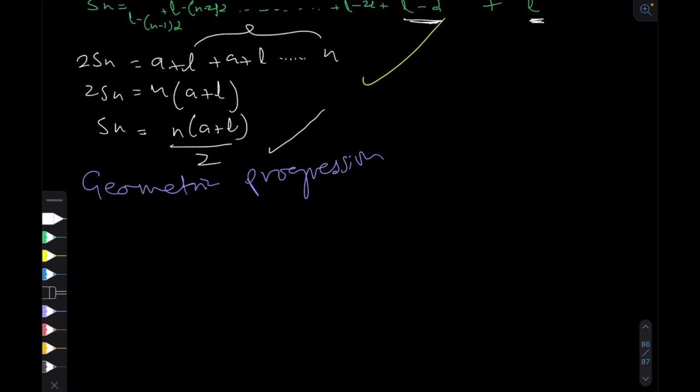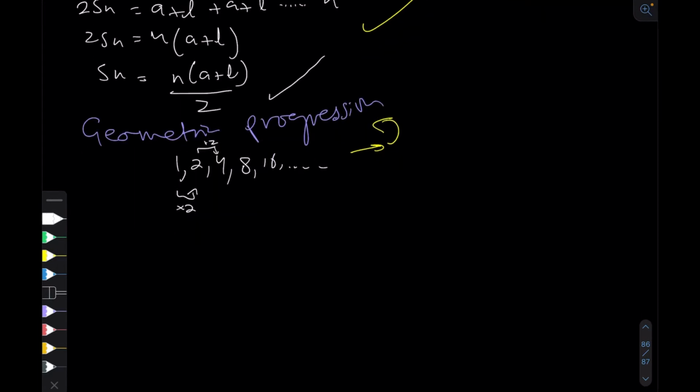So if I tell you that there's some sequence 1, 2, 4, 8, 16, you'll probably realize that what I'm basically doing is multiplying the term by 2 to get to the next term. If I take the first term, multiply by 2, I get to the second term. If I take the second term, multiply by 2, I'll get to the third term. And this is consistent throughout the series. So this is something that we call a geometric progression. Whenever you're multiplying by something to get to the next term consistently, that's what a geometric progression is.